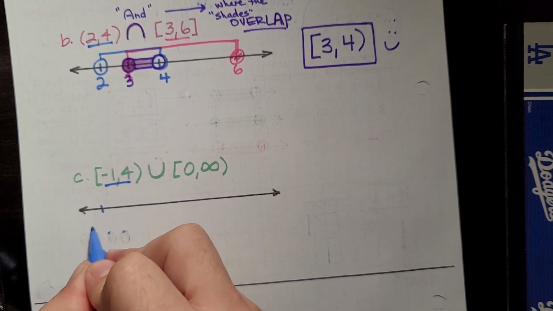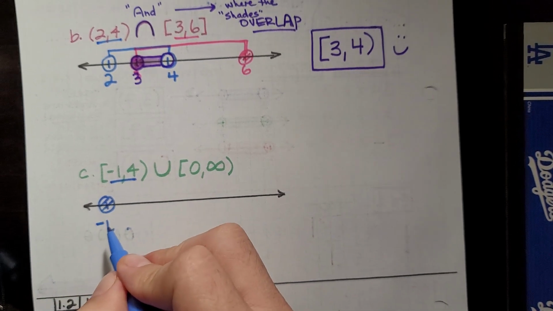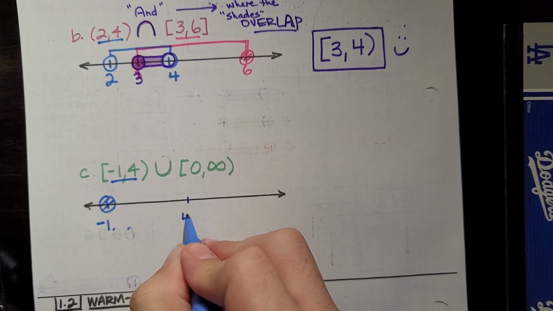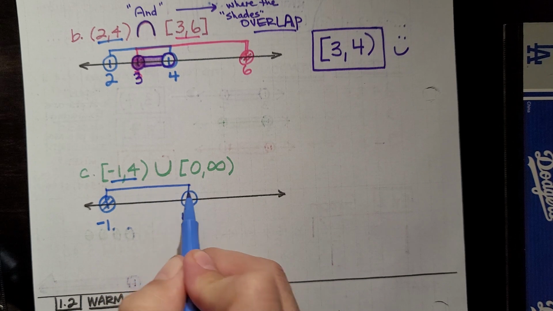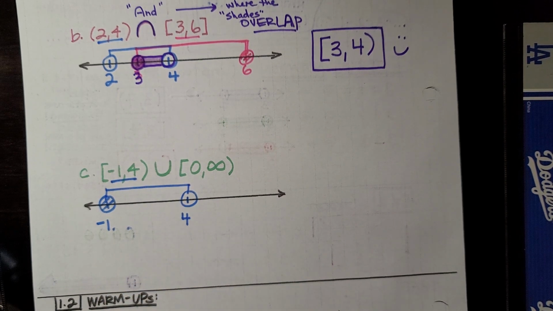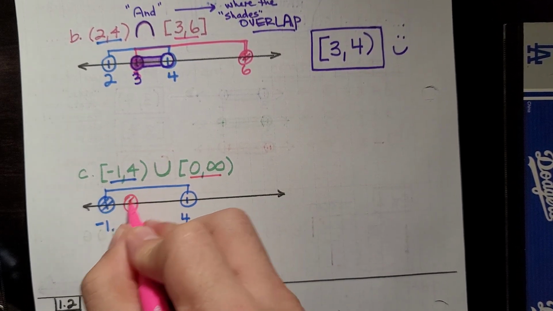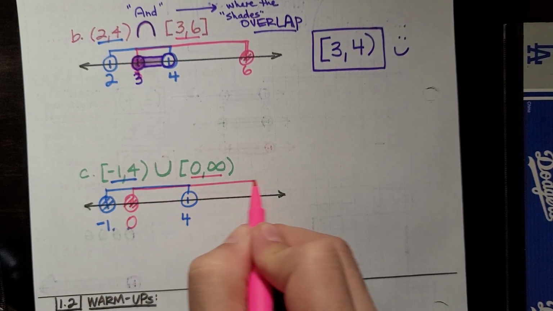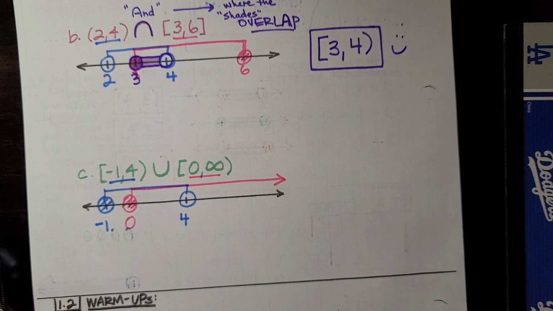Let me see. I'm just going to put a -1 over here. By now, you kind of see what I'm doing there. That just means included. I'm going to go from 1 to 4, opened at 4, closed at 1. Then I'm going to go from 0 to infinity, closed at 0, and it just goes towards infinity forever like that.